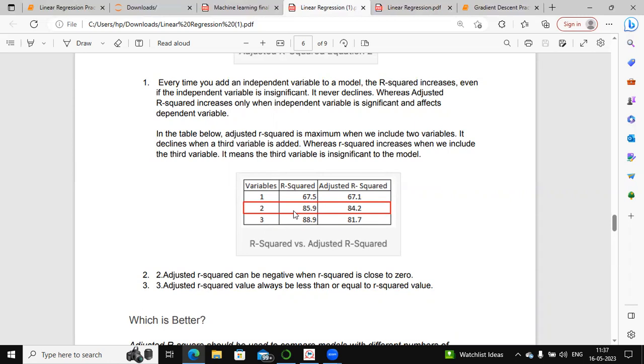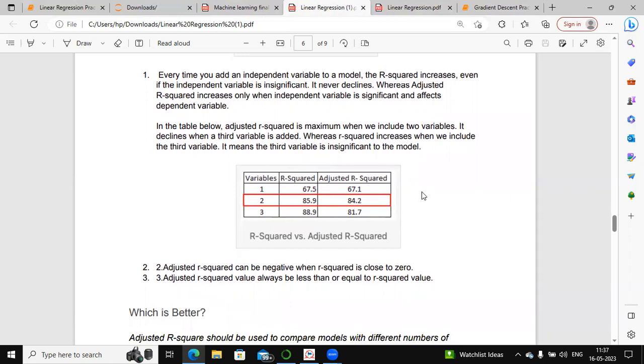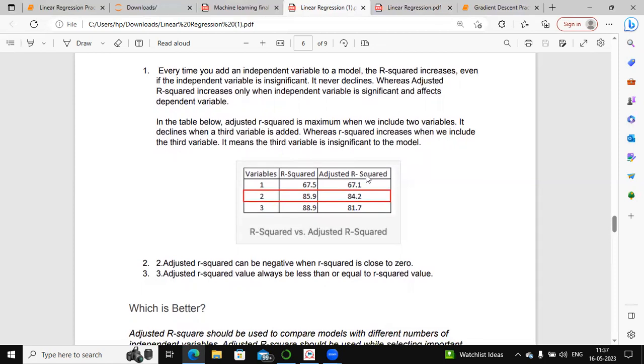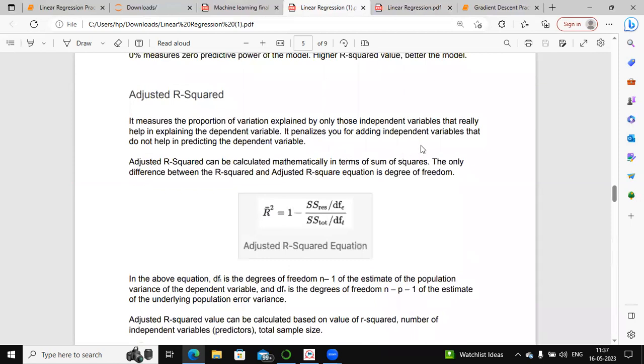And when we had two variables, you could see R square increased, and adjusted R square also increased, fine. When we have three variables, you could see R square increased, but adjusted R square has decreased. So we have a negative impact on adjusted R square, so we have to take out the third variable. But you understand adjusted R square is always less than or equal to R square. And R squared will never decrease. It will always increase when you add variables, whereas adjusted R square will decrease if there is an independent variable that does not help in predicting the dependent variable.